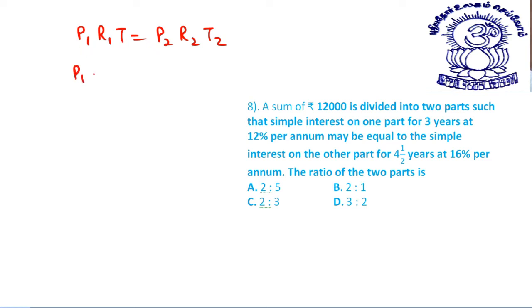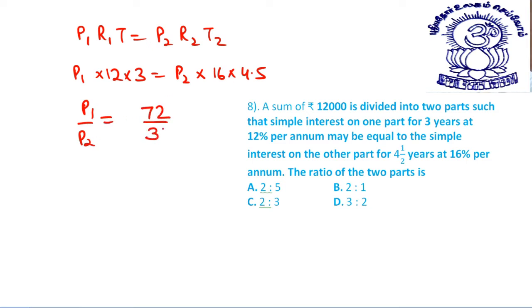Let's say P1. What is the rate? R1. R1 is 12% for 3 years. P2. R2 is 16% for 4.5 years. So that way I can say P1 by P2 is equal to 16 into 4.5 is 72 divided by 36. So it becomes quite obvious P1 by P2 is equal to 2 is to 1. Do we have any such option? Yes. Option B is your answer.